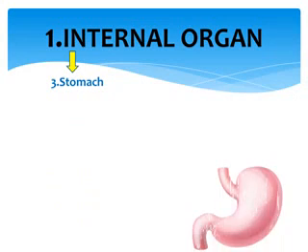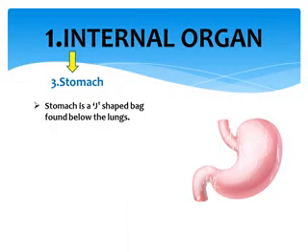The next organ we are going to see is the stomach. The stomach is a J-shaped bag found below the lungs. We saw the lungs; below the lungs, the stomach is present. What is the purpose of the stomach? The stomach helps us to digest the food, converting complex molecules into simpler molecules. Then the waste is released out.